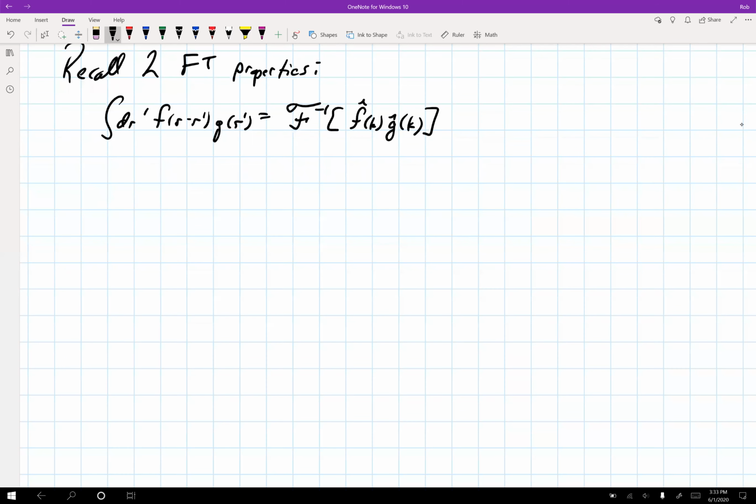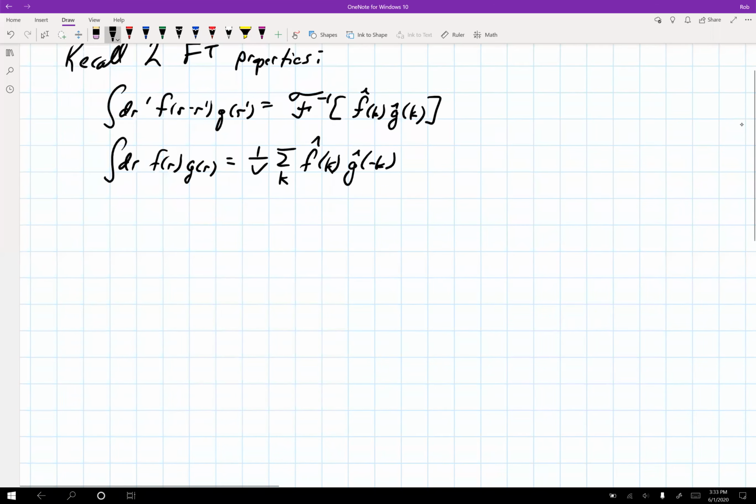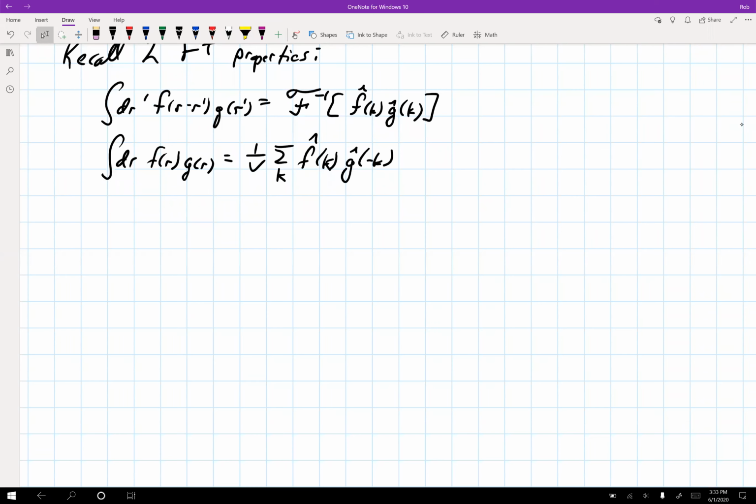And the other one that we're going to use is when we have an integral of the product of two functions, f of r, g of r. This can be written as, oh no, I'm sorry, not inverse Fourier transform. This is just straight up the sum over k, f hat of k, g hat of minus k. All right. And so we're going to use these quite a bit going forward. This in combination with also the Fourier transform of a Gaussian. That's something that's going to show up a lot.